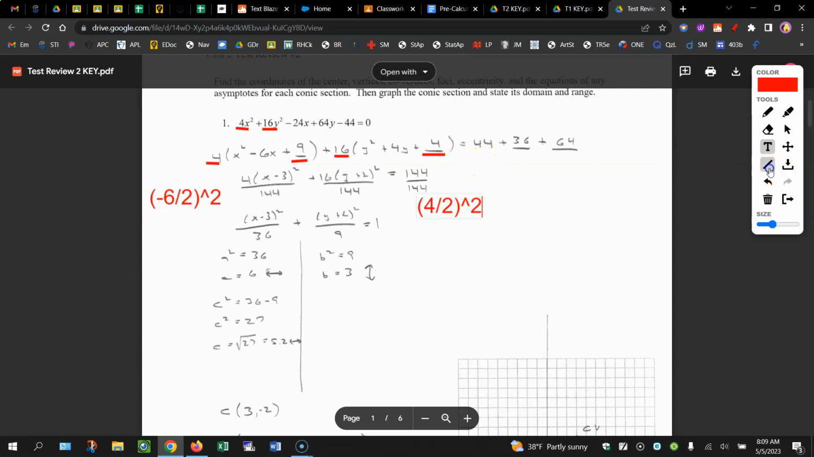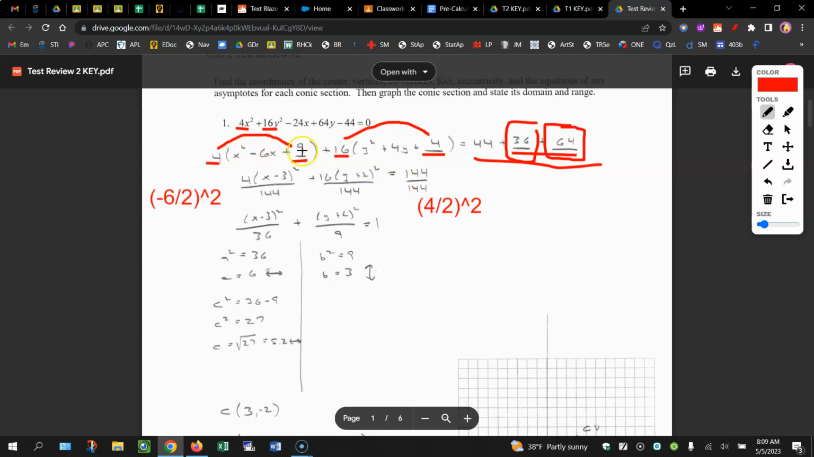Now you'll notice on the right side of the equation, we didn't add 9 and 4. The reason for that is you have to distribute. So the 4 times the 9 is 36. So that's why you see the plus 36 here. The 16 times the 4 is 64. That's why you see the plus 64 here. So you sum these numbers up, they add up to 144.